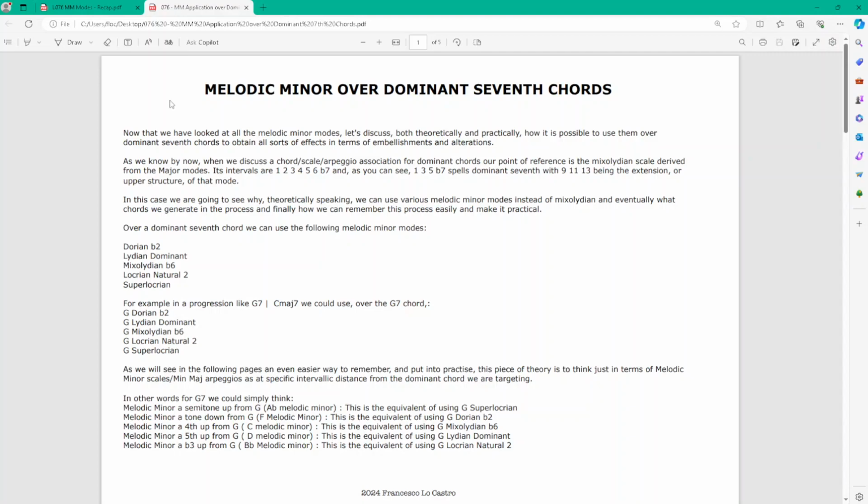Now that we have looked at all the melodic minor modes, let's discuss both theoretically and practically how it is possible to use them over dominant 7 chords to obtain all sorts of effects in terms of embellishments and alterations.